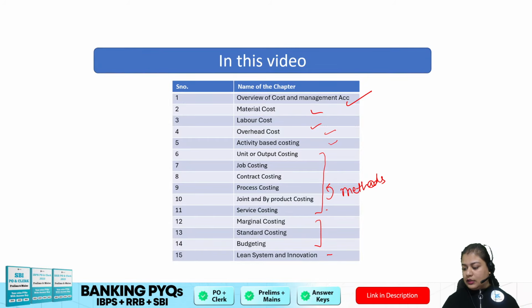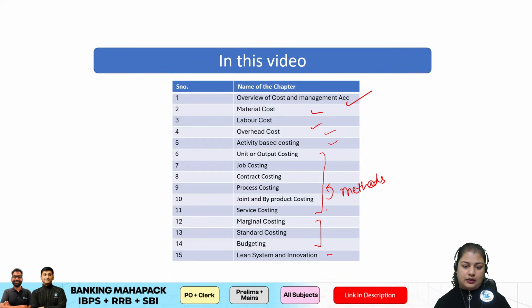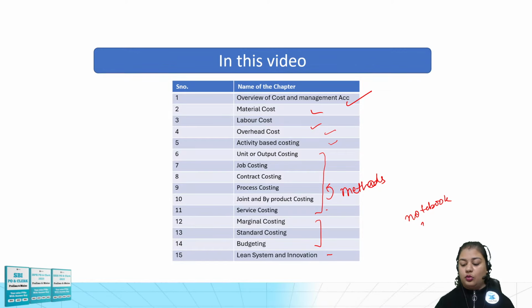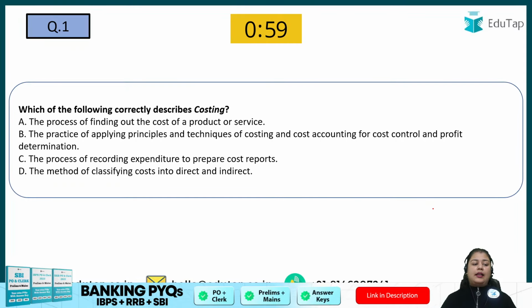Now you have to answer one by one. I'll be showing you the question, you have to answer it, and please keep a notebook and a pen with you, because we'll be doing some numerical questions as well, so you have to solve it. So keep a notebook and a pen with you. Okay, let us do the first question.